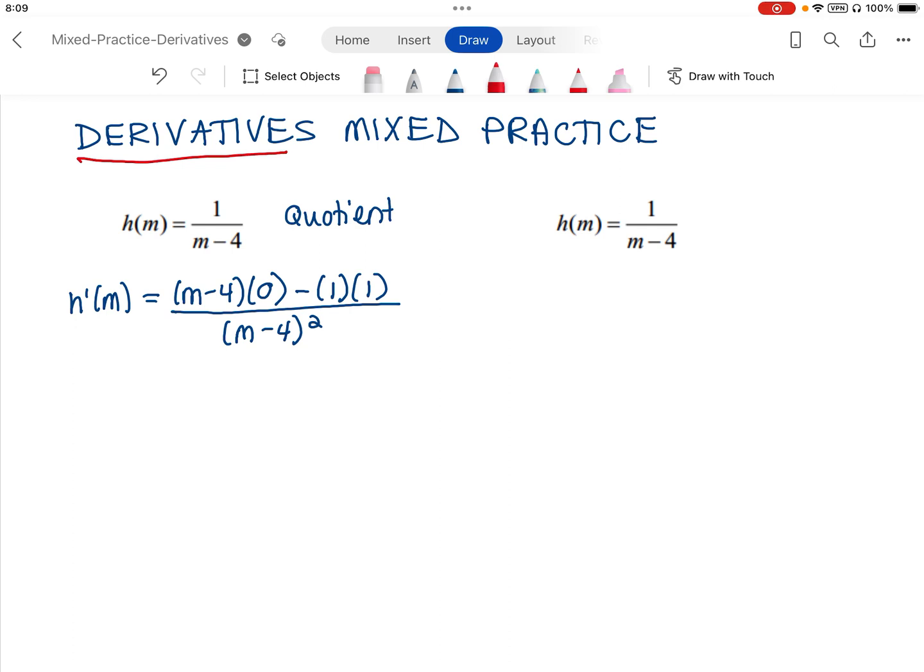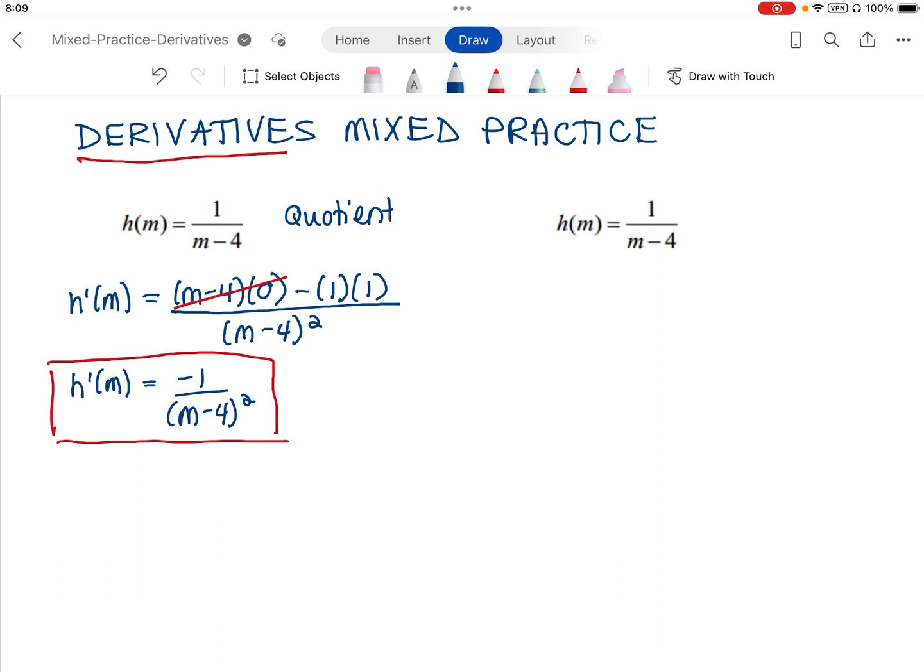So since we have a 0 here in the top, that's going to cancel that first term. So on the top, I just have a negative 1, and then on the bottom, I have n minus 4 squared, okay? And this would be your answer if you went about it that way, okay?